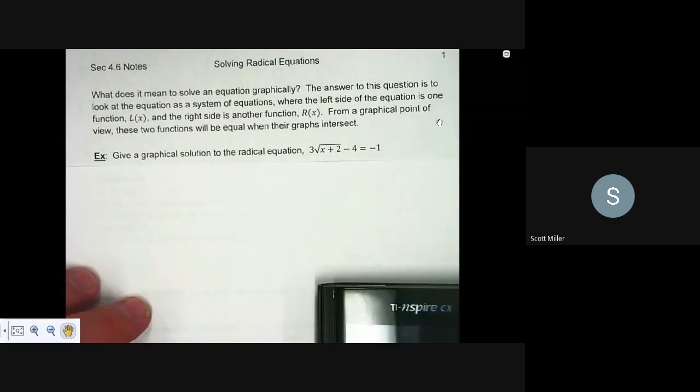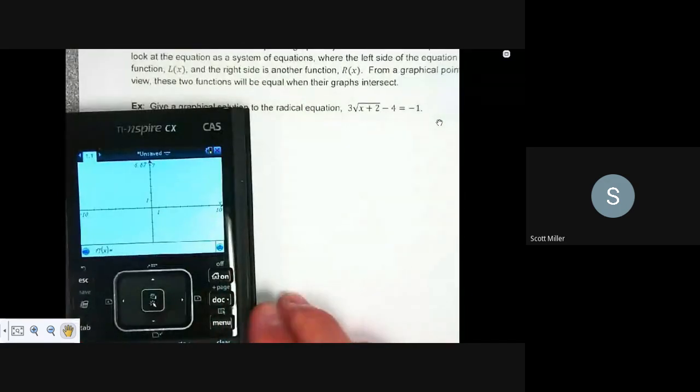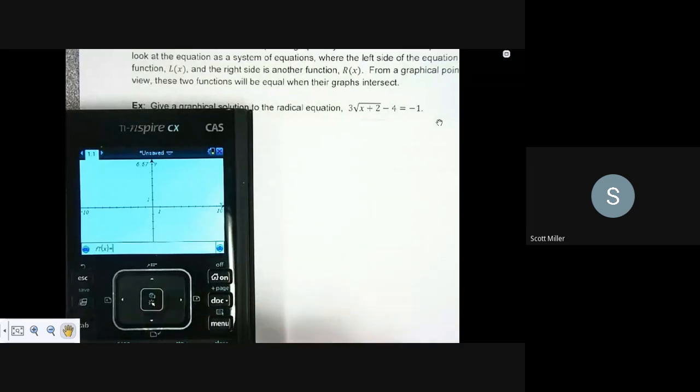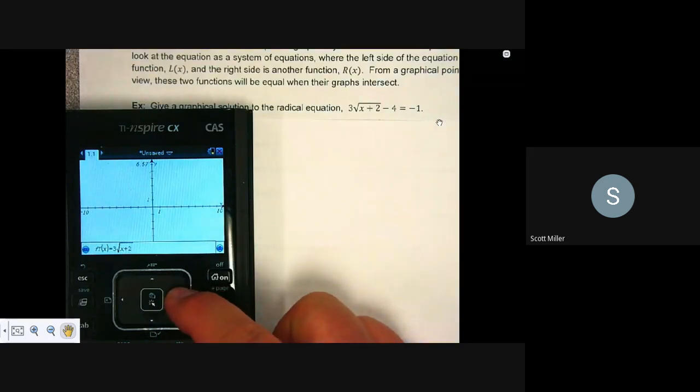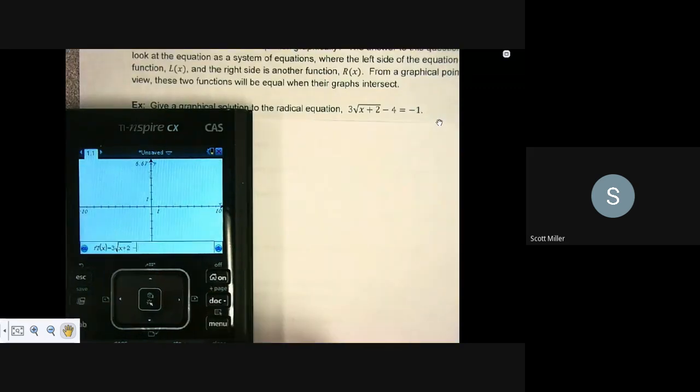So if I go to my calculator and I graph the left side, sorry, not get a glare here. I type that in as 3 times the square root of x plus 2, and you have to push this over to get out of the radical, minus 4. If I graph that, and then I hit my tab and get the function bar back, and I get negative 1 and graph that, then what you notice is that I have a point of intersection.